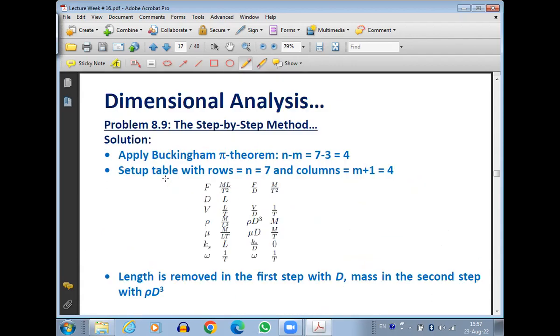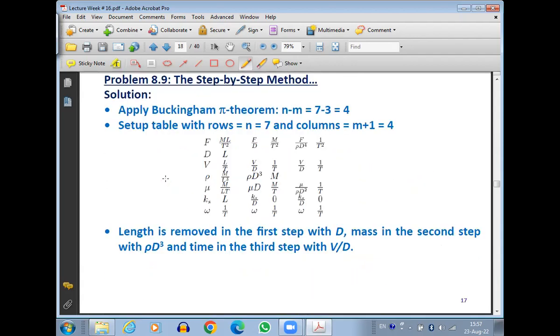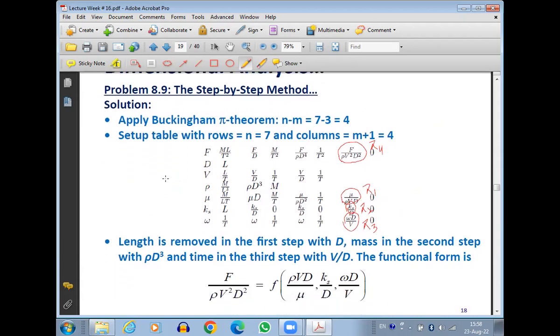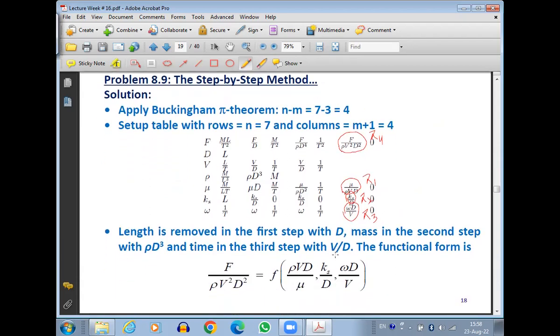So that was the step-by-step method that we performed. And these are the pi variables that we determined. These are all dimensionless parameters, so there are no dimensions for it. So our answer will be this: f over rho v square d square is a function of rho v d upon mu, ks by d, omega d by v. So the problem is solved at this point.